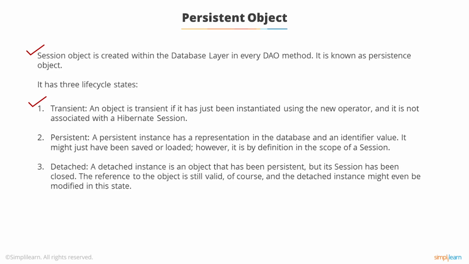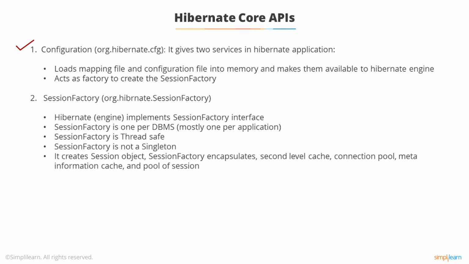It is in a persistent state if it has a representation in the database and an identifier value. It might have been saved or loaded, however, it is by definition in the scope of the session. Detached is an object that has been persistent but its session has been closed. The reference to the object is still valid, of course, and the detached instance might even be modified in this state. The Hibernate core APIs start with the configuration.